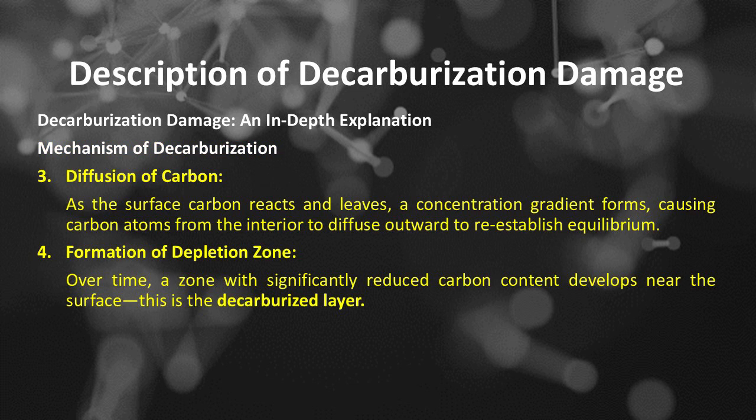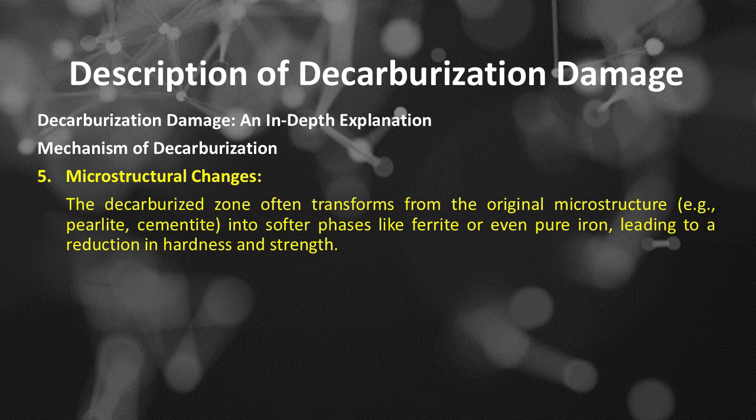As the surface carbon reacts and leaves, a concentration gradient forms, causing carbon atoms from the interior to diffuse outward to re-establish equilibrium. Number 4. Formation of depletion zone. Over time, a zone with significantly reduced carbon content develops near the surface. This is the decarburized layer. And number 5, microstructural changes. The decarburized zone often transforms from the original microstructure such as pearlite and cementite into softer phases like ferrite or even pure iron, leading to a reduction in hardness and strength.